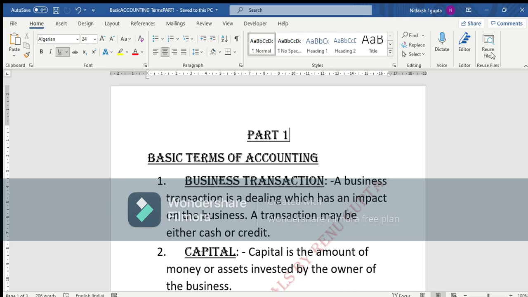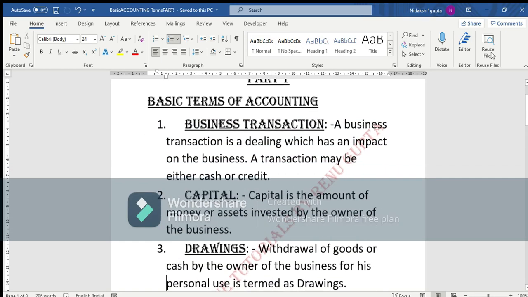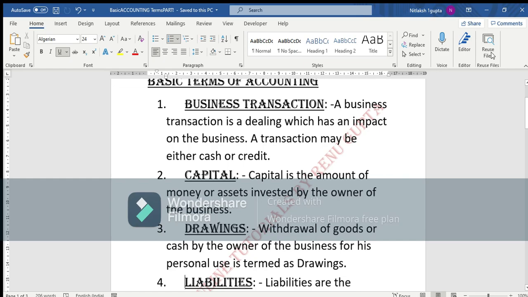The second one is capital. Capital is the amount of money or assets invested by the owner of the business. We can call the owner the proprietor if he is the single person handling the business, or if there is more than one person, we can call them partners. So capital refers to the amount invested by the proprietor or the partners in a business enterprise. The amount may be in the form of cash, goods or assets.